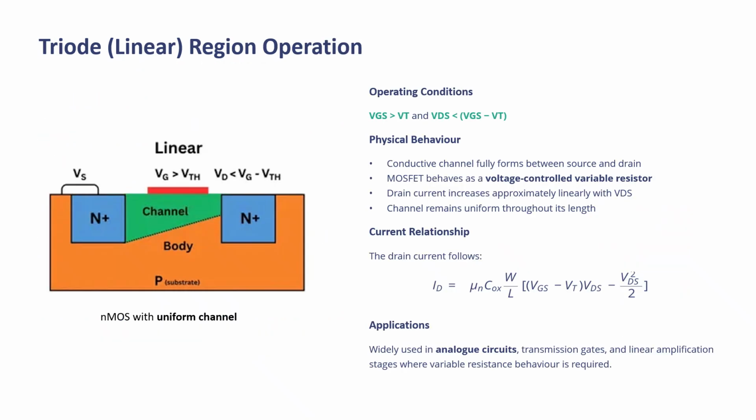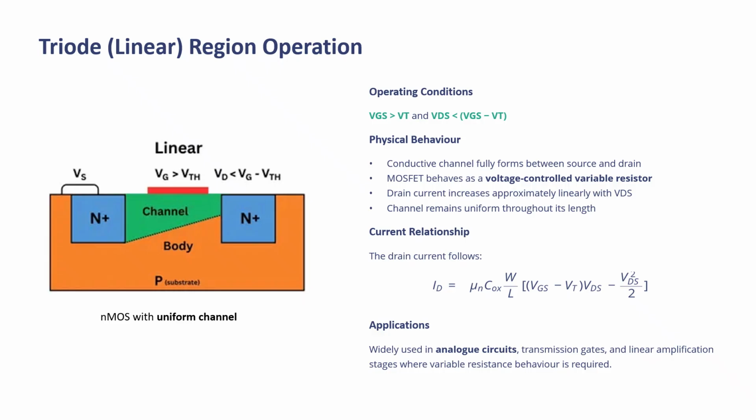In the next slide, we would discuss the triode region operation, or the linear region operation. The operating conditions are VGS should be greater than VT and VDS should be less than VGS minus VT. The physical behavior of this operation: conductive channel fully forms between source and drain. The MOSFET behaves as a voltage controlled variable resistor. Drain current increases approximately linearly with VDS and the channel remains uniform throughout its length.